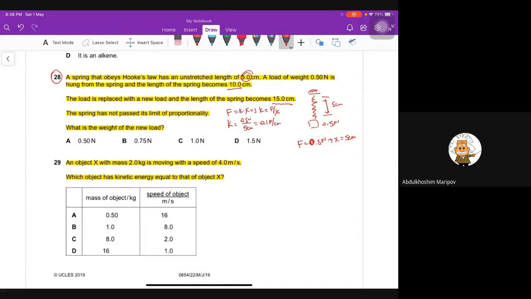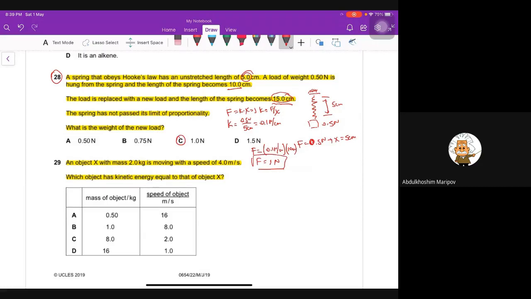But when we apply another load, you will have the length 15 centimeters. So the extension is 10, right? So we apply another load. K is constant, 0.1 Newton per centimeter, times the extension, which would be 10 centimeters in this case. So force equals 1 Newton, right? When you calculate this, you will have 1 Newton. So it's C.